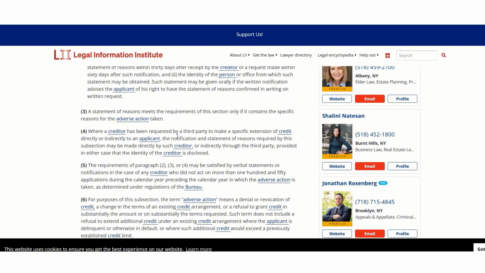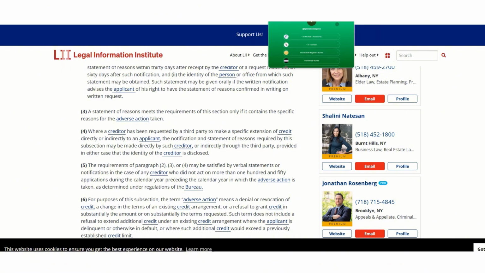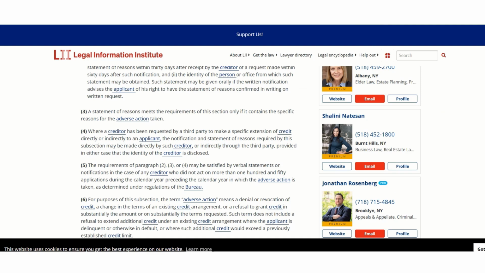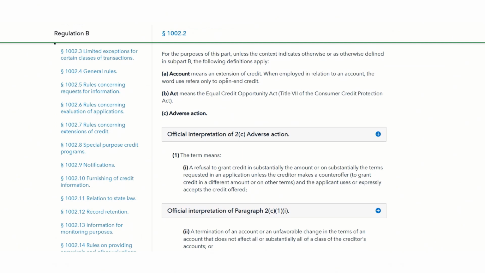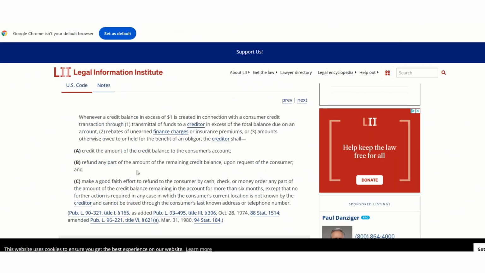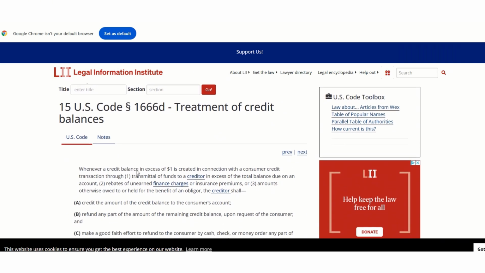All right. Right here, it says that the account is an extension of credit. If the account is an extension of credit, that means it's a balance and it's your account. It's a credit balance that belongs to you. It's not an account of deficiency, it's a credit balance that belongs to you. So you don't owe on that account, right? And then this is how they're supposed to treat the credit balance, with these procedures right here.